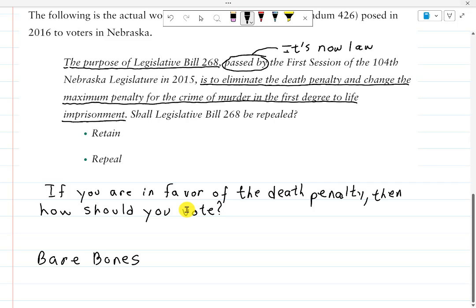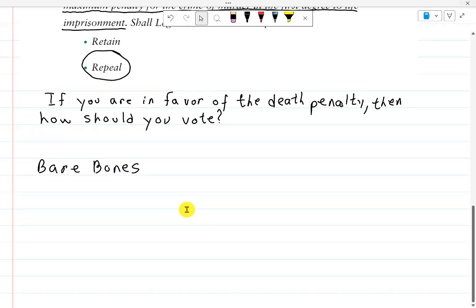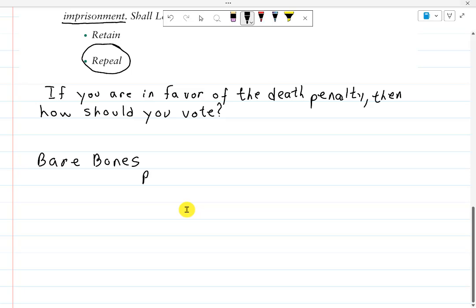That means right now the situation is that if somebody were to commit murder in the first degree, they would not be given the death penalty because that law has passed. So the law of the land right now is no death penalty. Now, if you're in favor of the death penalty, you would like that to change. So the correct thing for you is repeal. I want to go to the bare bones.